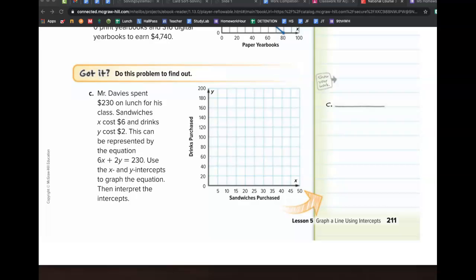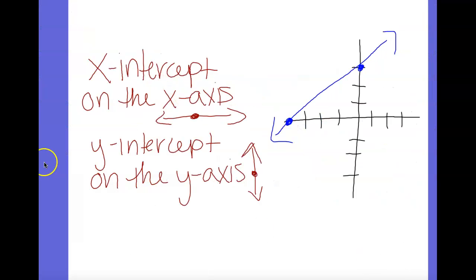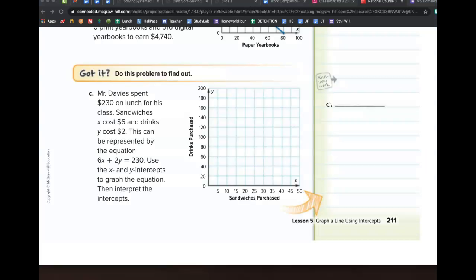Okay, I wanted to do Got It C with you on page 211, so you are going to need your textbook. And we're going to do this problem together, and then you have 3 problems for your homework.